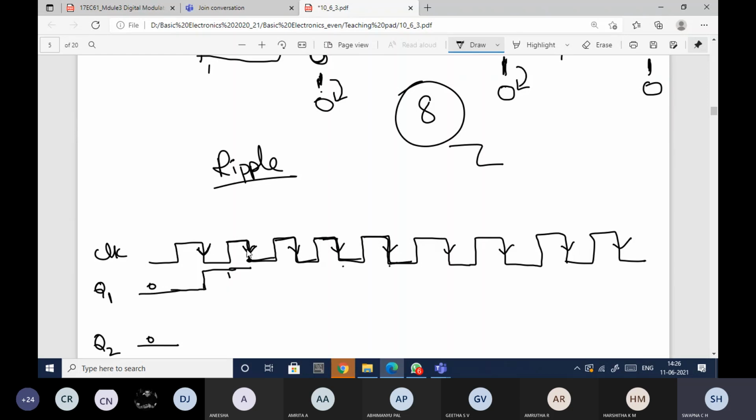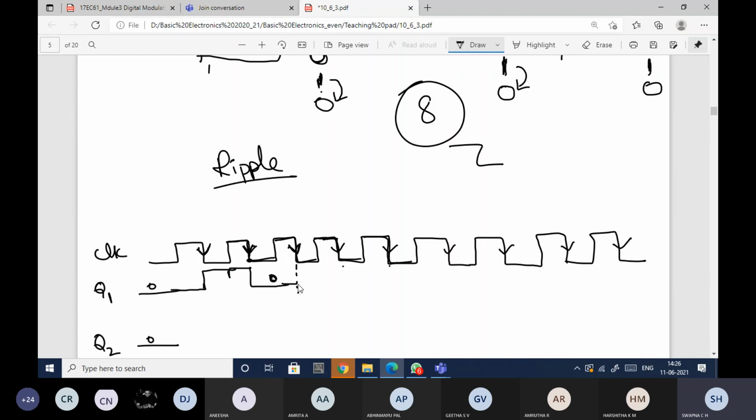Again I got the clock changing from 1 to 0, so this Q1 output will also change from 1 to 0. In the sense, initially it was 0, it will change to 1. Sorry, it was 1, it is changing to 0, until I get the next clock pulse, the next triggering edge.